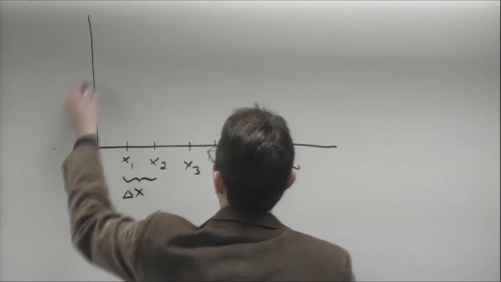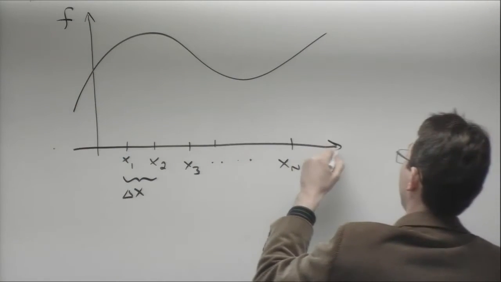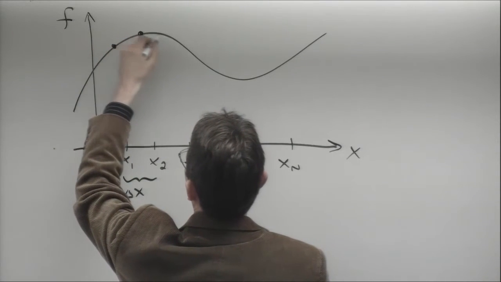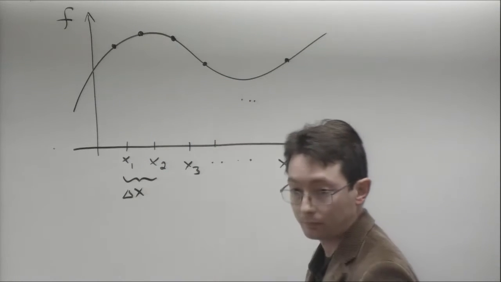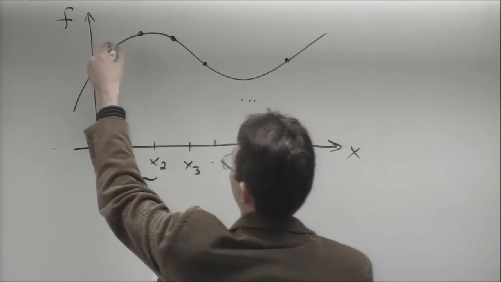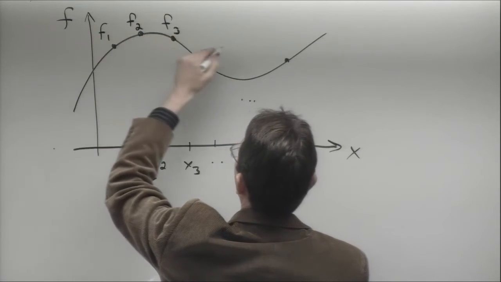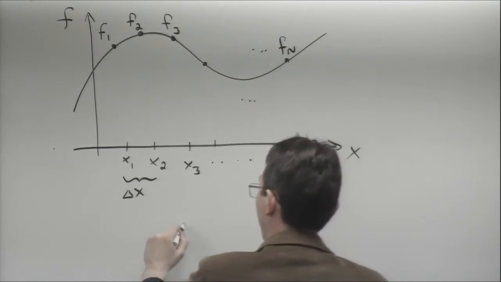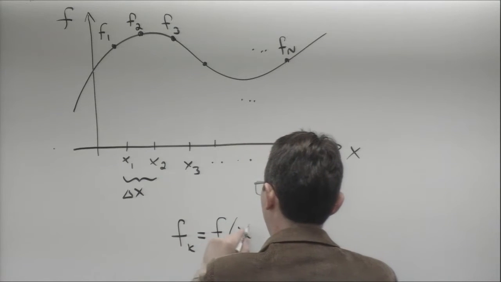And let's say that I have some function over these values. So I have f versus x. That means that I have f defined at all of these locations. So this is f1, f2, f3, up to fn. And we have this relationship that fk equals our function of xk.